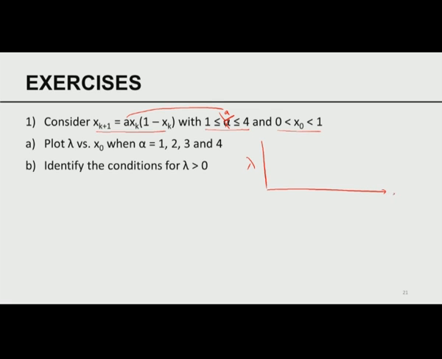Plot the Lyapunov index versus x naught for a given value of alpha. So alpha is equal to 1, draw this curve. Alpha is equal to 2, draw this curve. Alpha is equal to 3, 4, draw this curve. You will verify that when alpha is 1, 2 and 3, the system does not exhibit any sensitivity to initial condition, but when alpha is equal to 4, the system tends to exhibit extreme sensitivity to initial condition, and that is the model we talked about.